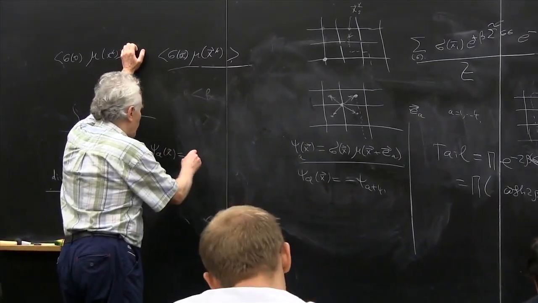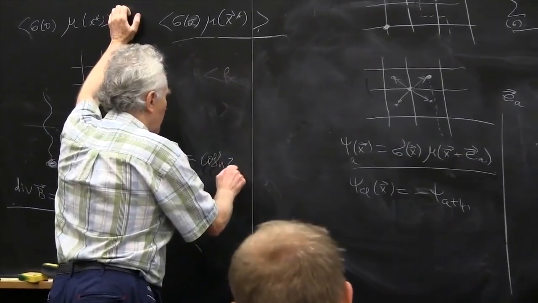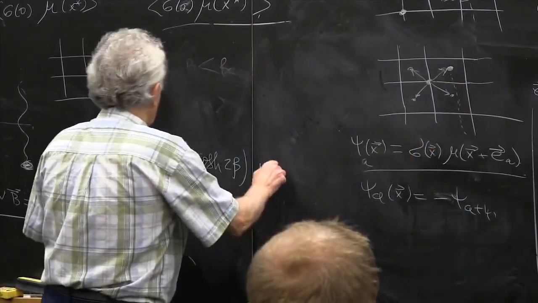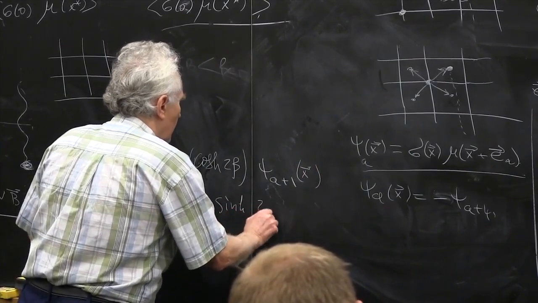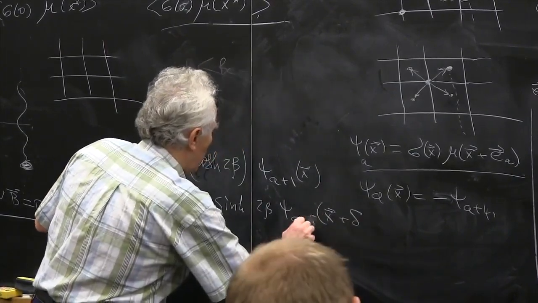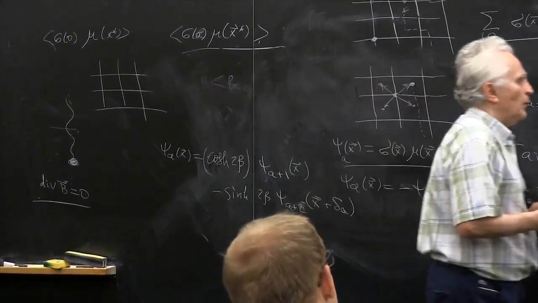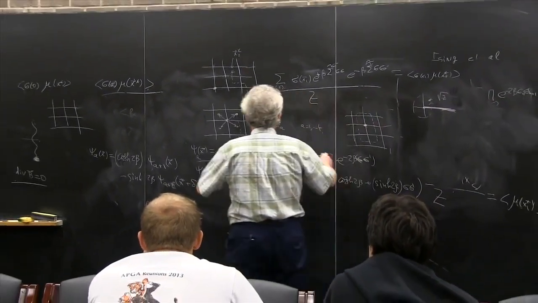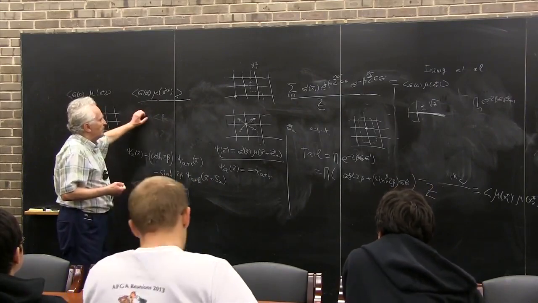The equation will be that psi_A of x will be equal to cosh 2 beta, if I sum it over, psi_{A+1} at x minus sinh 2 beta psi_{A+2} at x plus delta_A, plus 2 delta_A. In any case, you will better follow a derivation which you can easily do yourself by looking at this picture or read in my book. It's not a big deal.